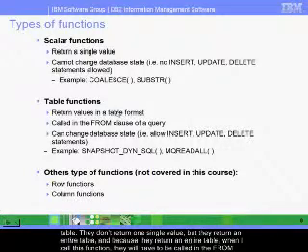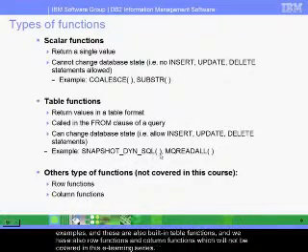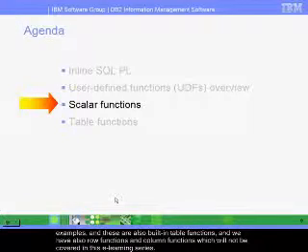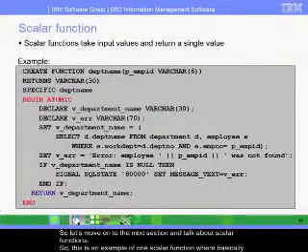Table functions don't return one single value, but they return an entire table, and because they return an entire table, they have to be called in the FROM clause of a query. And the nice thing is that with these functions, I can change a database state because I can issue an insert, update, or delete statement. Here we have some examples, and these are also built-in table functions. We also have row functions and column functions, which will not be covered in this e-learning series. So let's move on to the next section and talk about scalar functions.